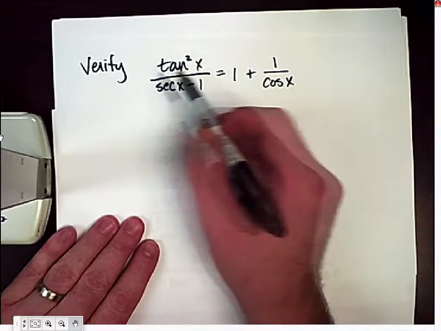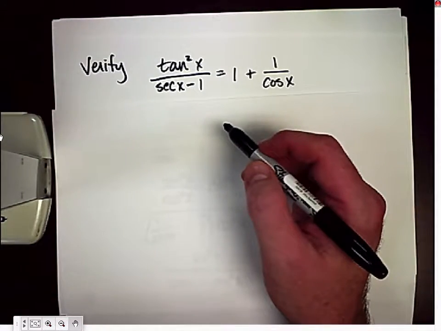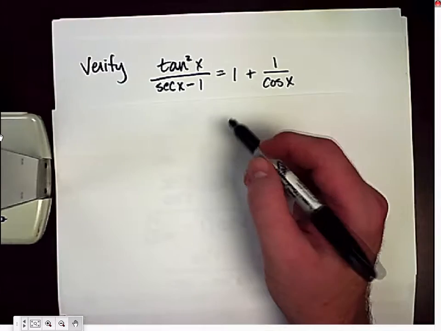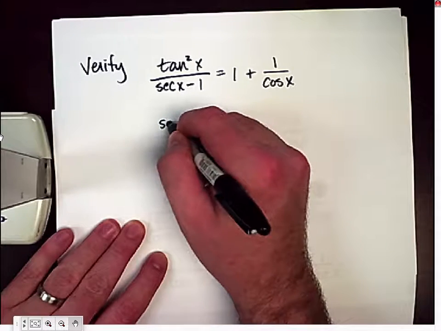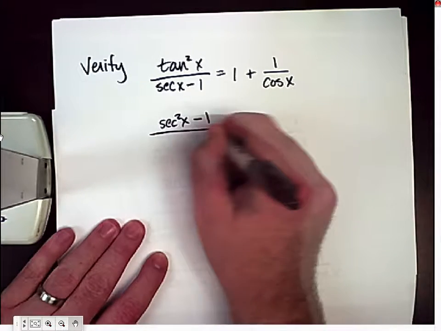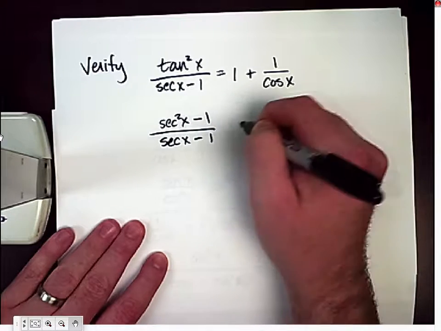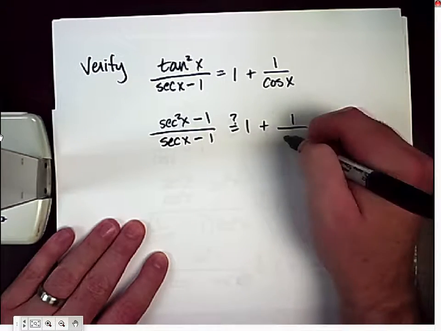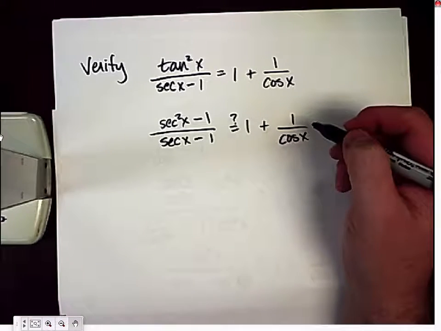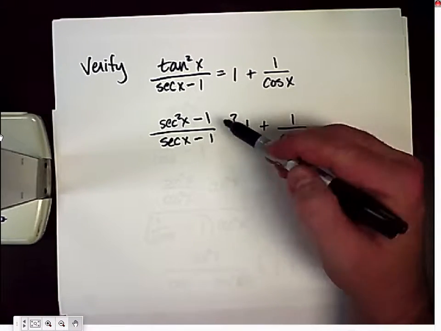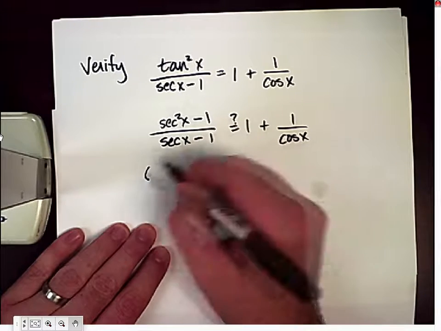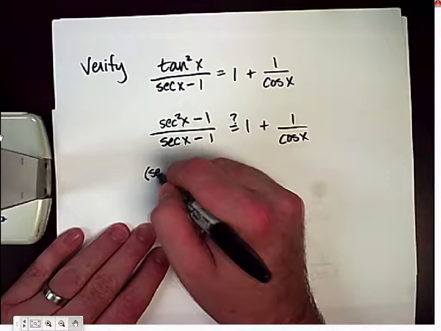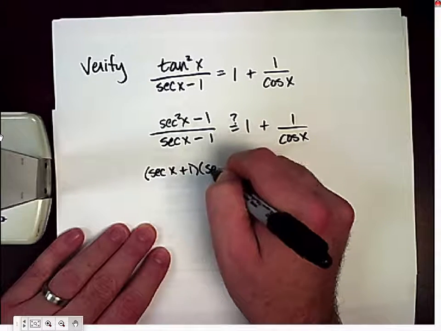What is an identity that has tangent squared in it? Tangent squared plus 1 equals secant squared. If you solve that for tangent squared, what would you get? That would be secant squared x minus 1. So this one actually ends up being much shorter. But like I said, that's not always the case. Sometimes the sine cosine route is the shorter route. Because the top now is the difference of two squares, what does that factor to be? Secant x plus 1, secant x minus 1.